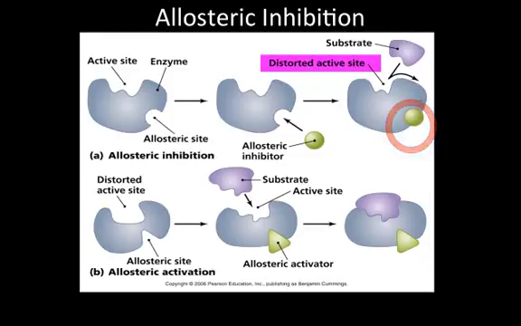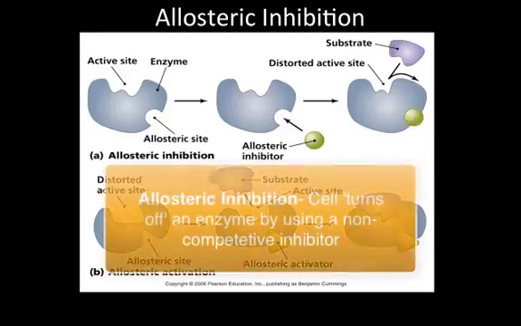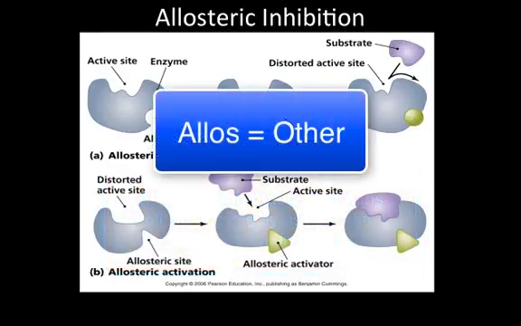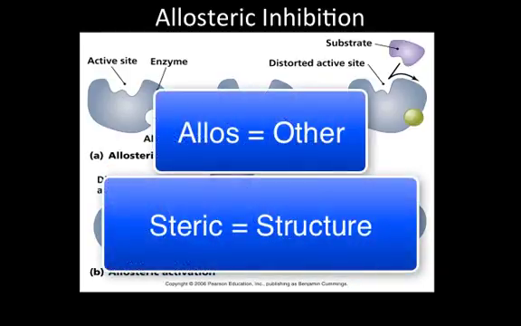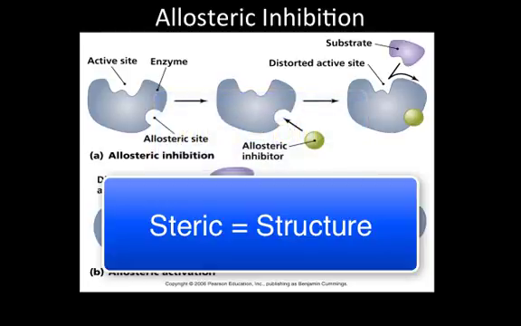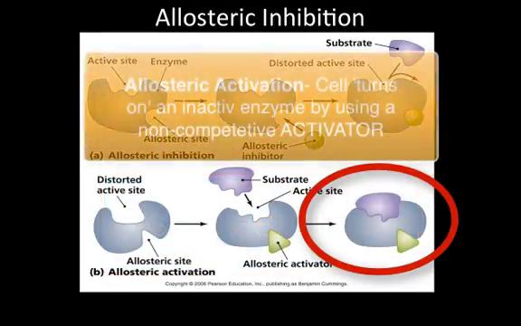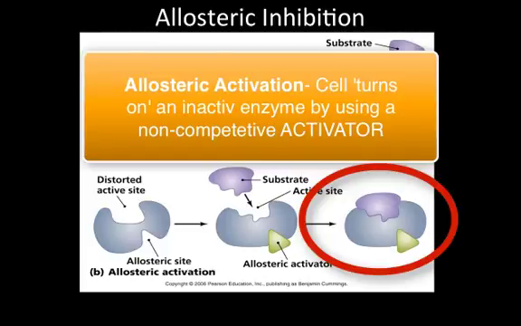When this takes place in cells, it's called allosteric inhibition. The term allosteric can be dissected into its Greek roots, allos meaning other, and steric meaning arrangement or shape. This process can also work to activate an otherwise inactive enzyme. In this case, it would be called an allosteric activator.